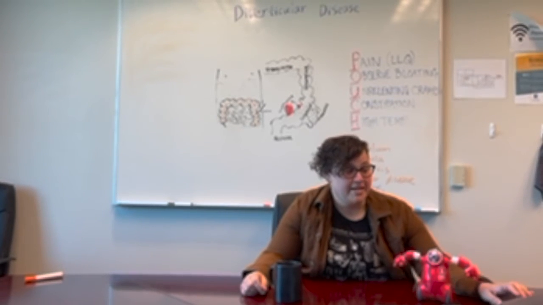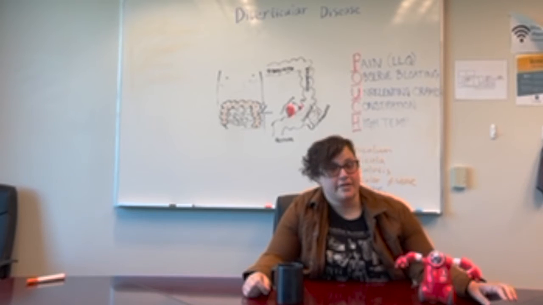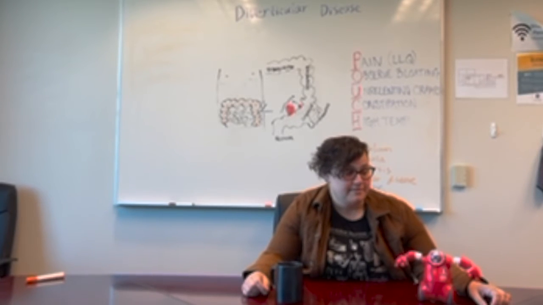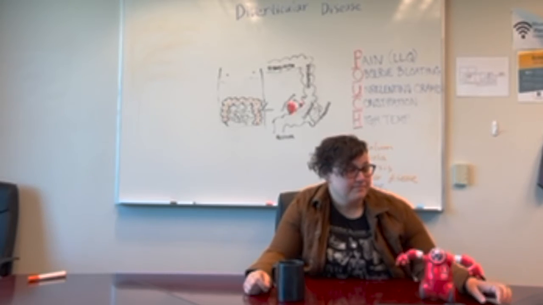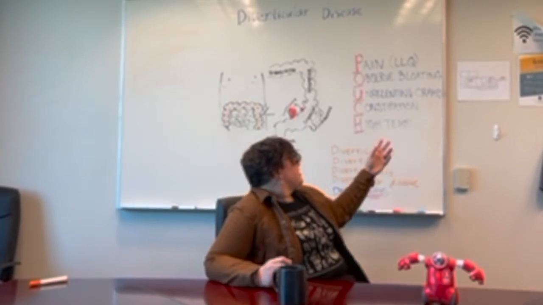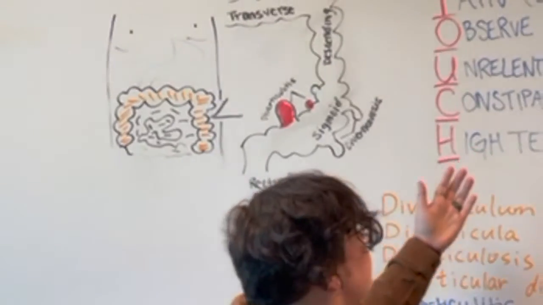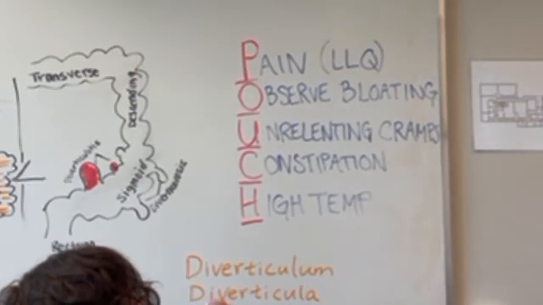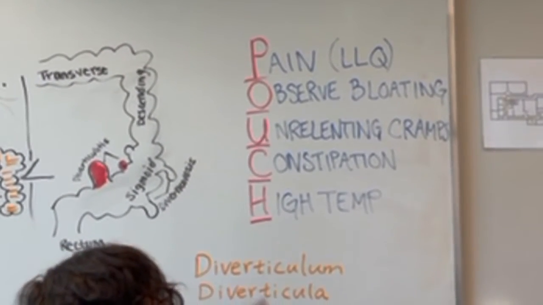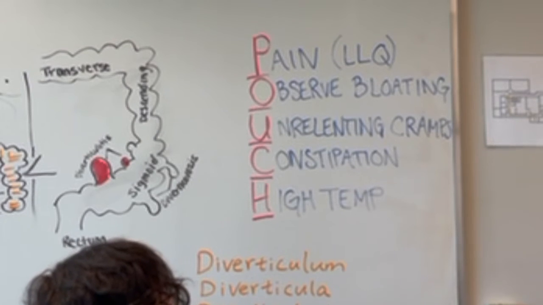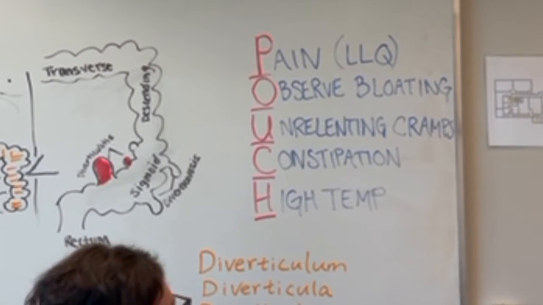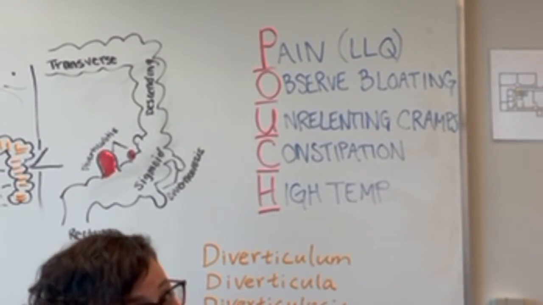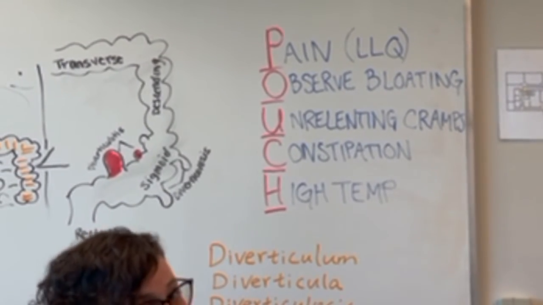Odds are the pain will be focused in the upper abdomen and left side. It can also radiate down to their lower back and pelvis. In this case, a great way to remember this would be the word pouch. P is for pain, the lower left quadrant. O is for observed bloating. U, unrelenting cramps. C, constipation. H, high temperature.